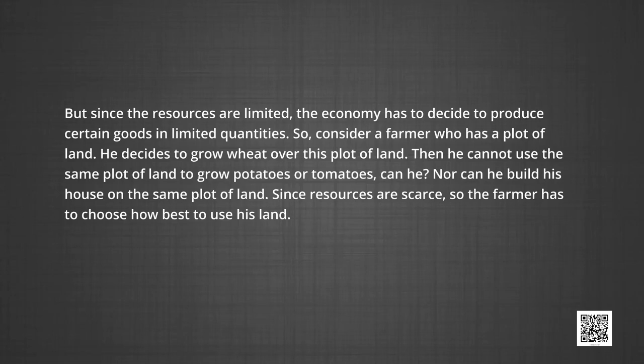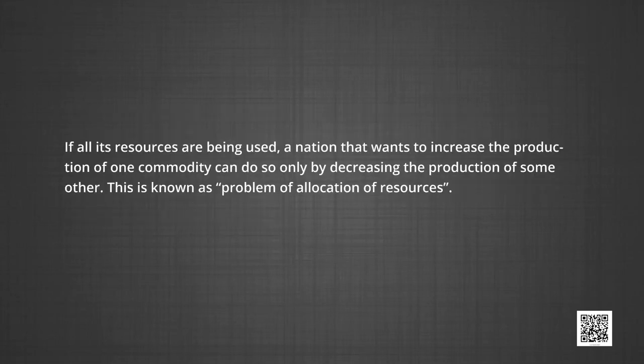So, consider a farmer who has a plot of land. He decides to grow wheat on this plot of land. Then, he cannot use the same plot of land to grow potatoes or tomatoes, can he? Nor can he build his house on the same plot of land. So, since resources are scarce, the farmer has to choose how best to use his land. If all its resources are being used, a nation that wants to increase the production of one commodity can do so only by decreasing the production of some other commodity. This is known as the problem of allocation of resources.